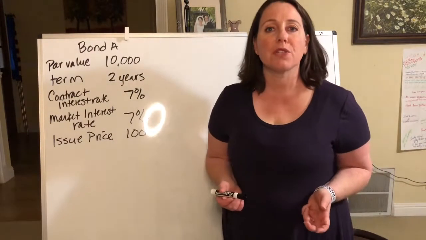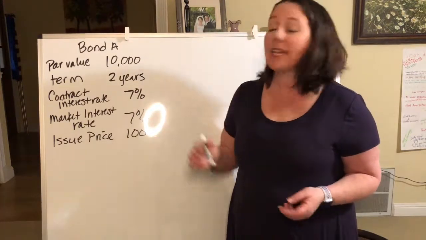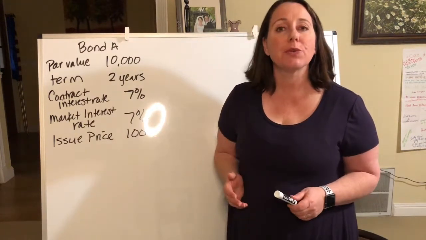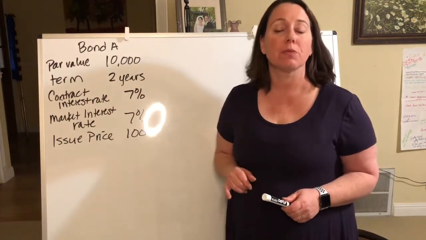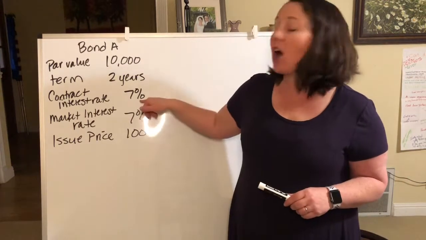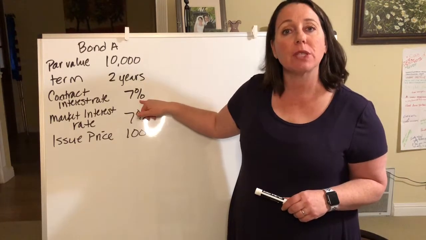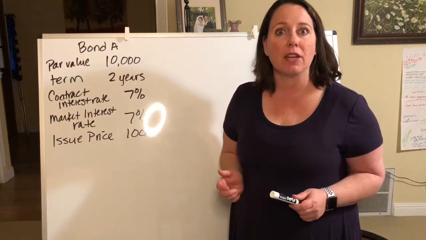All right, let's go through the first of our examples. Bond A has par value of $10,000. That's what we need to repay at the end of the term. The term is 2 years, so we're gonna have 2 years to pay back $10,000. The contract interest rate is 7%. That's the amount of interest we will actually be paying out of cash.